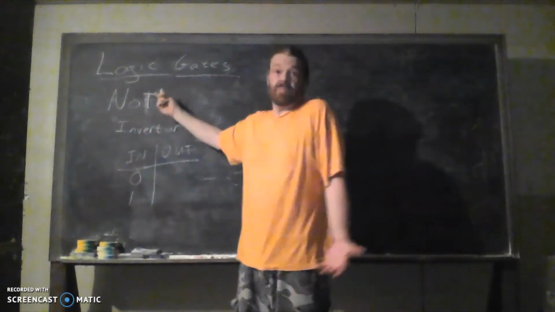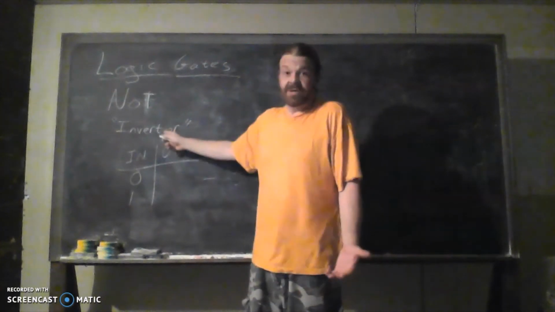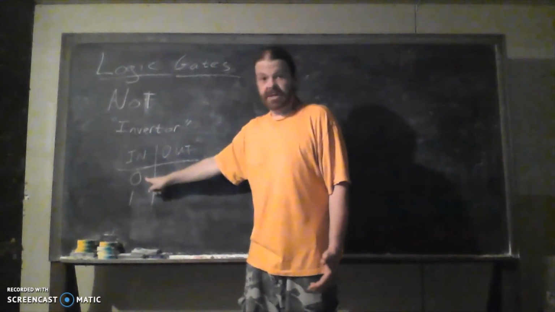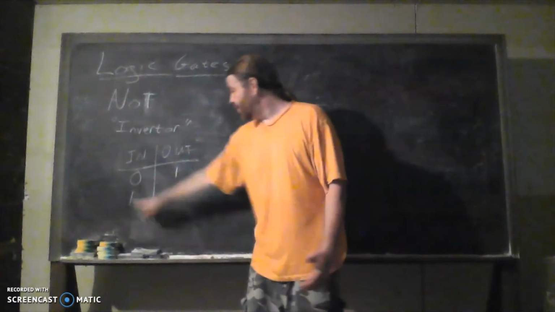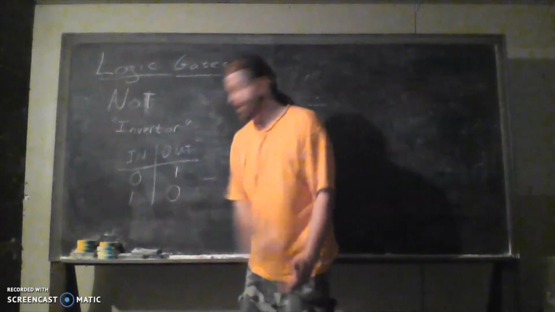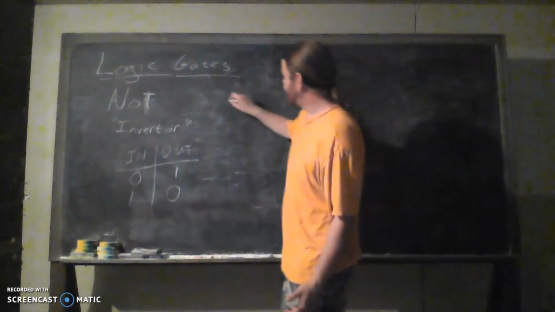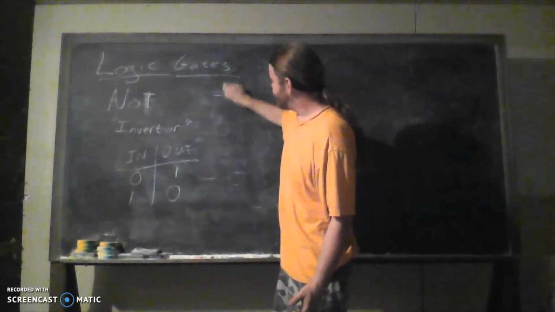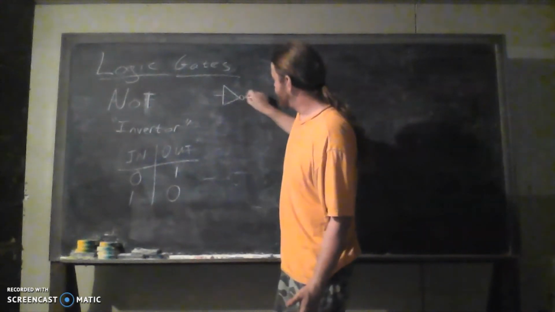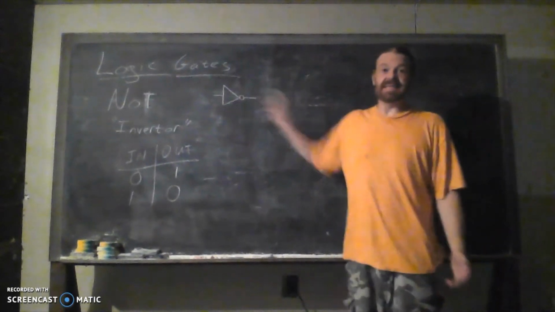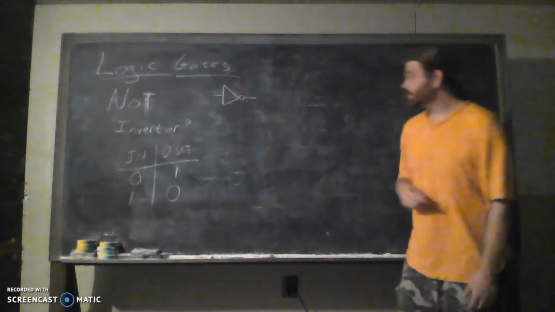And the output is what it's not. It inverts it. So if our input is off, our output is on. And if our input is on, our output is off. That's kind of all there is to it. The typical symbol for this, if you see it in a circuit diagram, looks like a triangle with a little dot afterwards. So when you see that symbol in a schematic, that means a NOT gate.